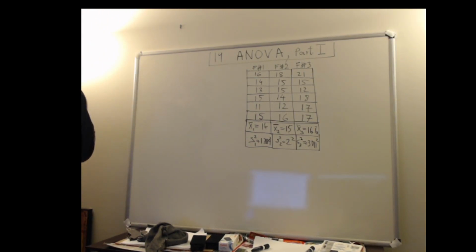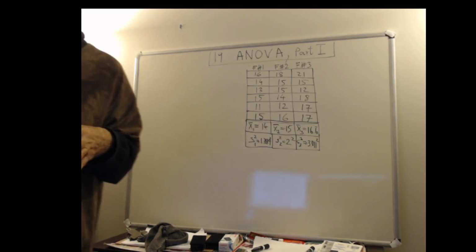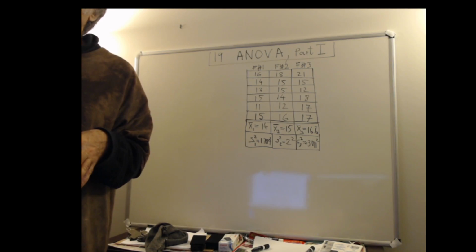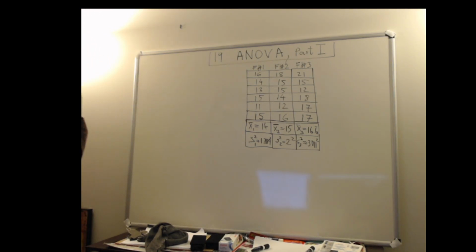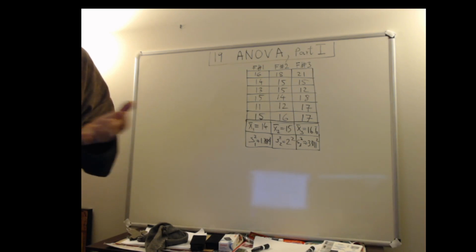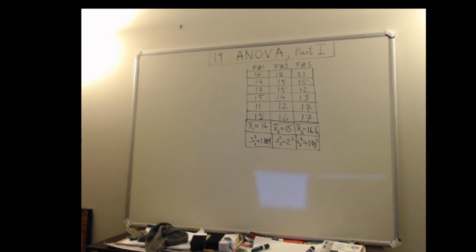Today's lecture is going to be about another statistical test that is called analysis of variance, and it has an abbreviation ANOVA, A-N-O-V-A. It is a test in which we are comparing the means of multiple populations, not just two, but possibly 3, 4, 5, and more.